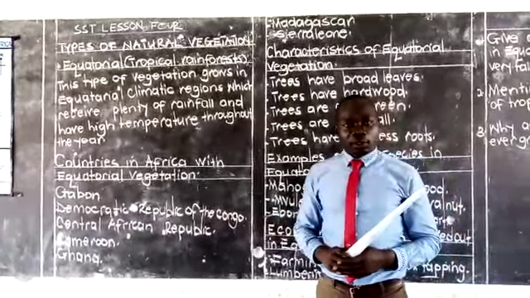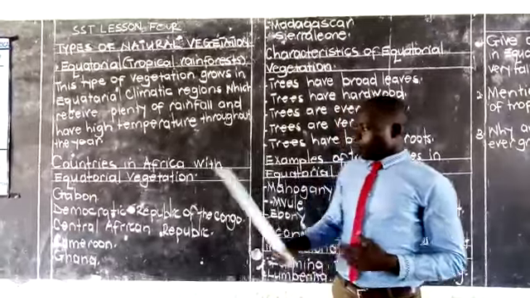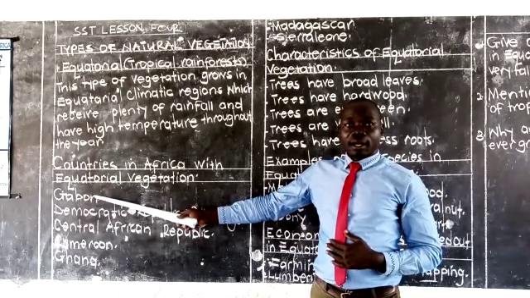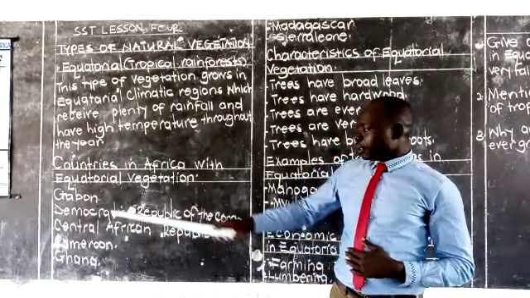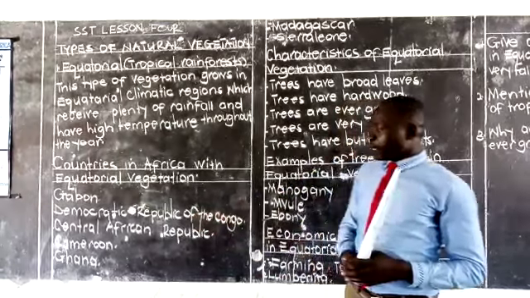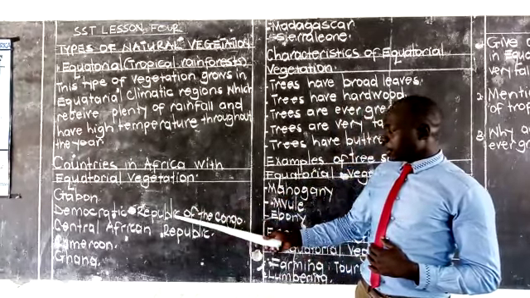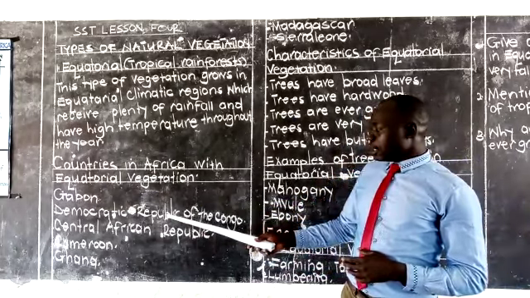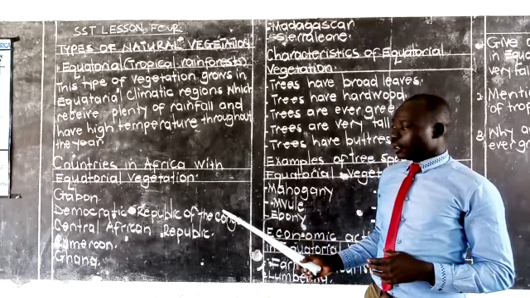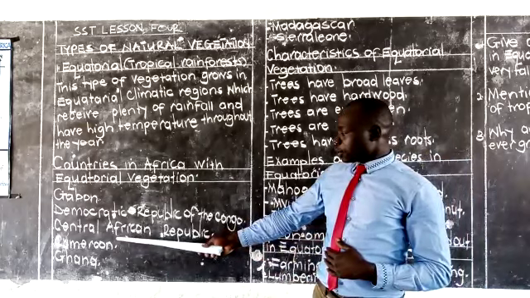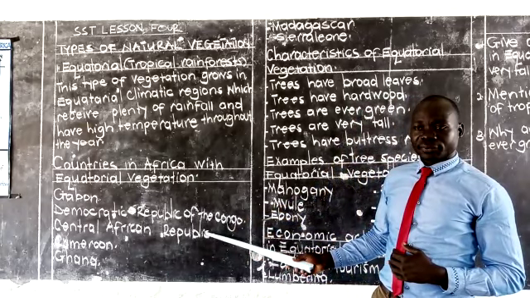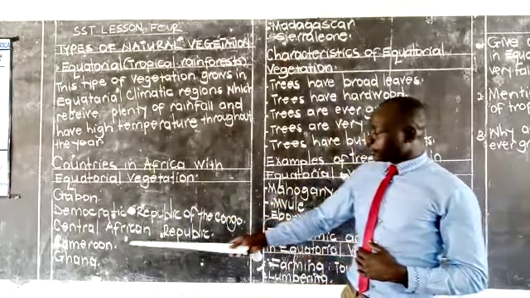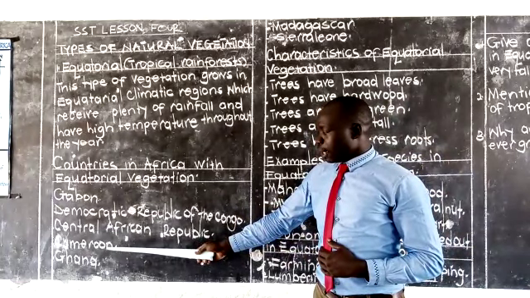vegetation or tropical rainforest. One, we have a country called Gabon. Can we say Gabon together? Gabon. Then we have a country called the Democratic Republic of the Congo. Sometimes we abbreviate it as DRC. We have a country called the Central African Republic. We have a country called Cameroon. And we have Ghana.